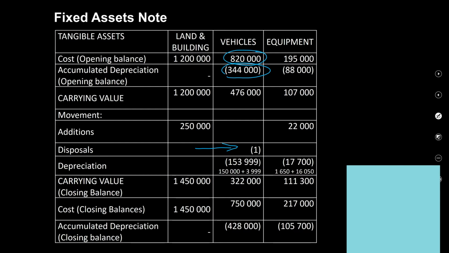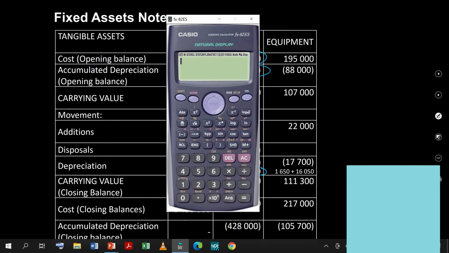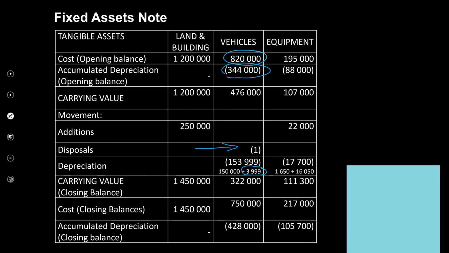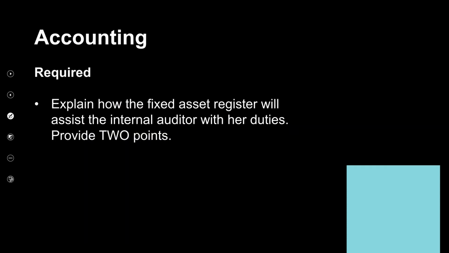Now, if we look at our depreciation, this is where the other calculation comes in. Obviously, you know how we got the 3,999 Rand. So, if you look at your vehicles, let's take the 820,000 minus the vehicle that we disposed of. Remember, its cost price was, let's get the cost price of that vehicle so we know what it was.